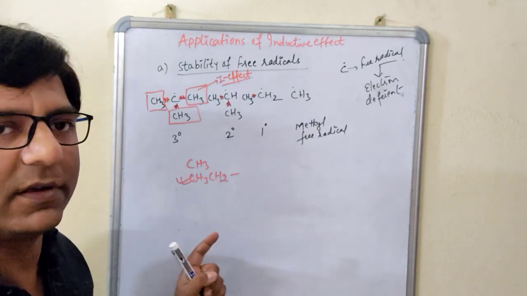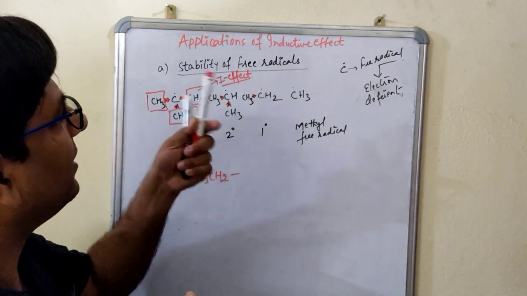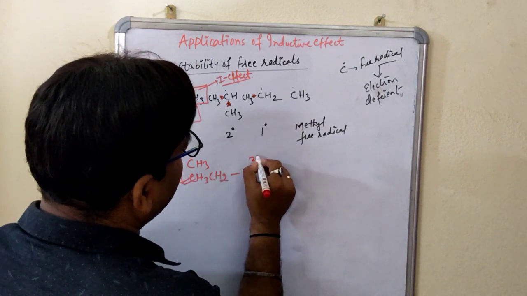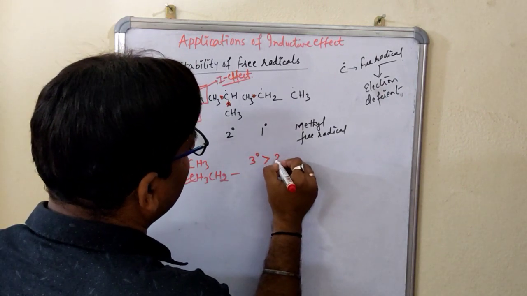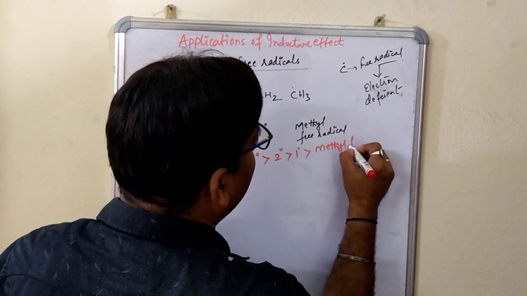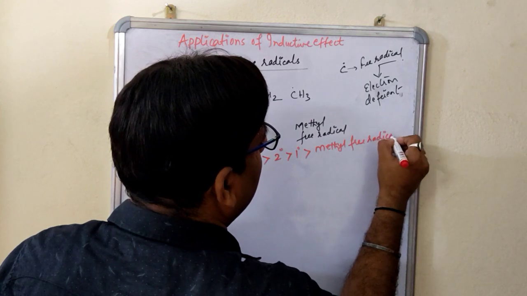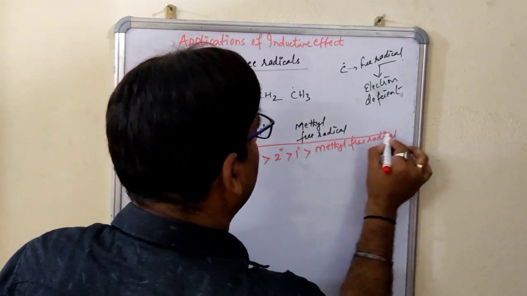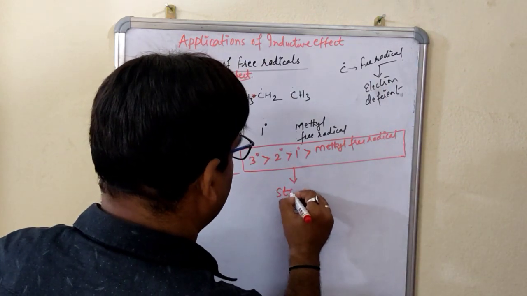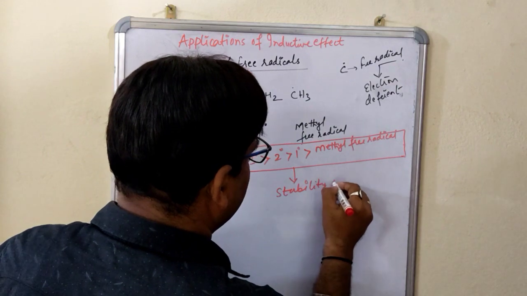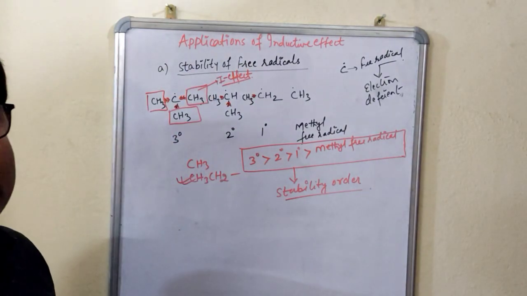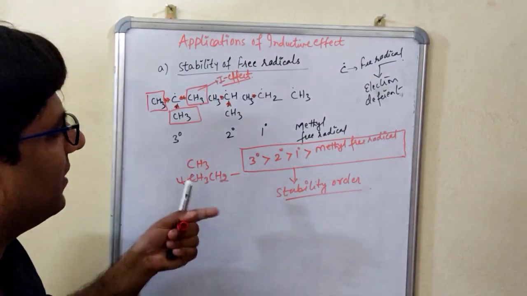Always remember. Clear? So this was the stability of the free radical. So if you want to arrange this, how we will arrange this? Again, the stability order will be what? 3 degree free radical is more than the 2 degree, then the 1 degree, and at last it is the methyl free radical. This is the order. You can write here stability order of the free radicals. Hope it is very much clear to you, students.